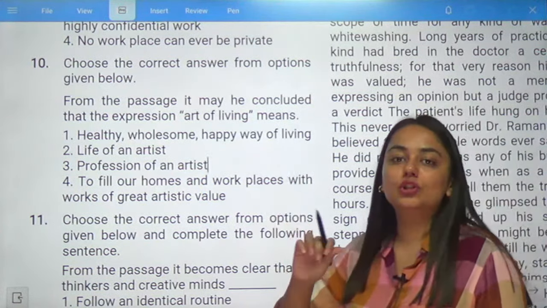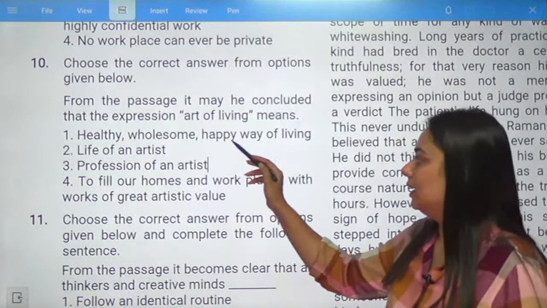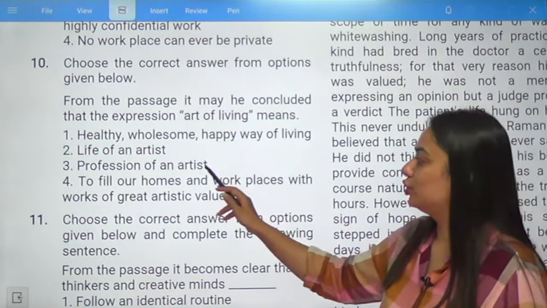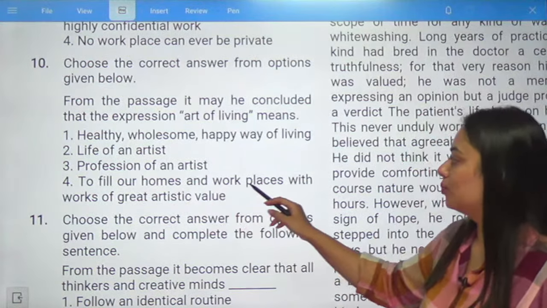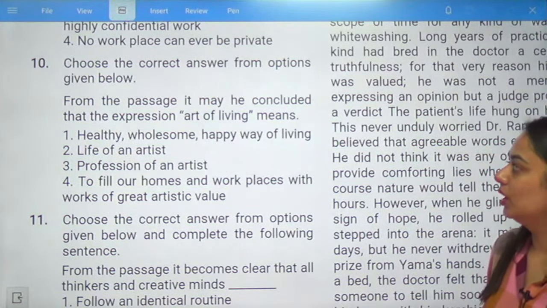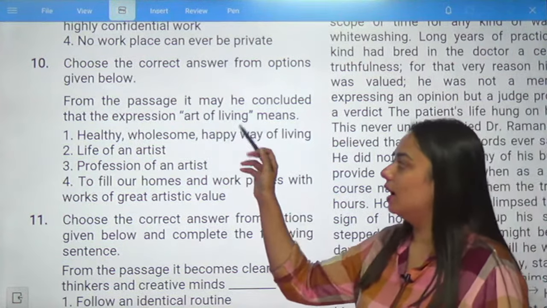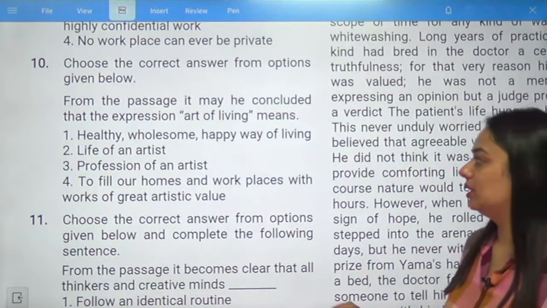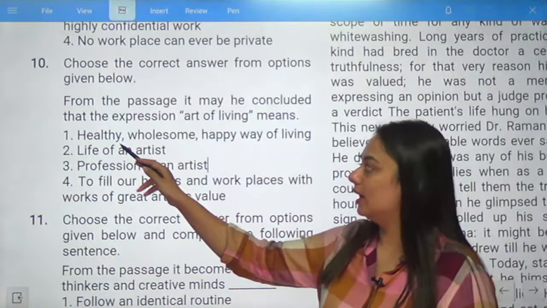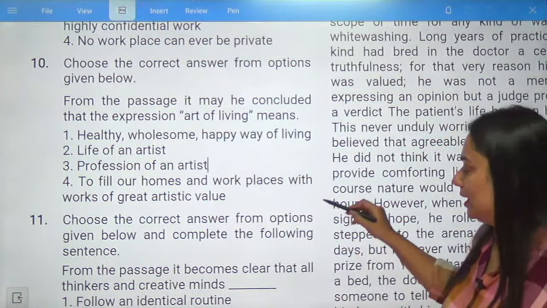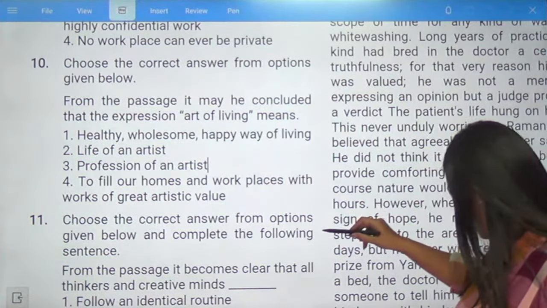So here you just have to recall the passage. Healthy, wholesome, happy way of living, life of an artist, profession of an artist, to fill our homes and workplace with works of great artistic value. So what is the meaning of this phrase, art of living? The meaning is that we should try to live a healthy, wholesome and happy way. So our life should be healthy, wholesome and happy.